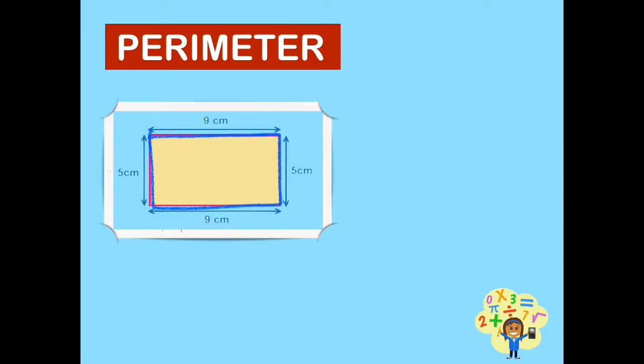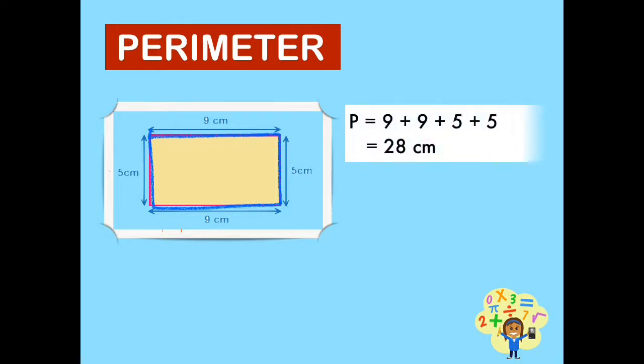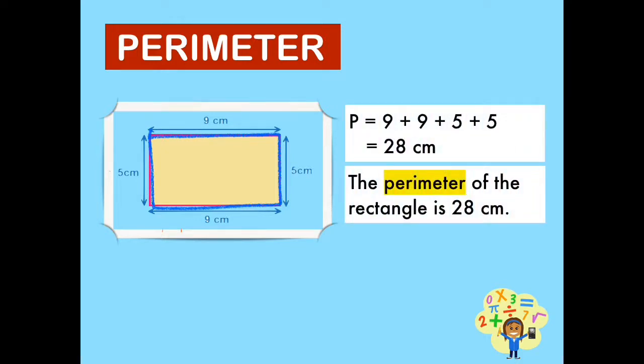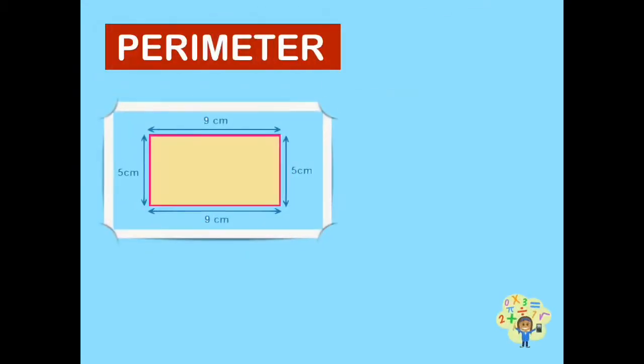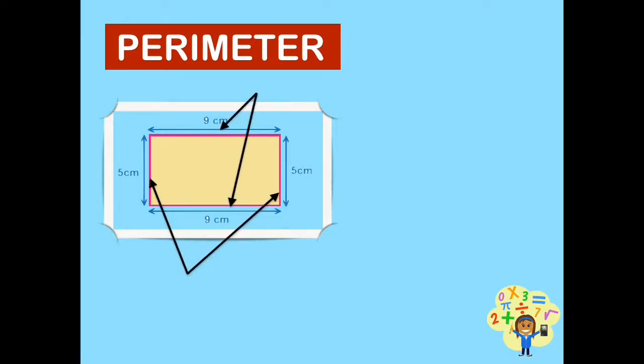So let's add. What will be the total of 9 plus 9 plus 5 plus 5? Correct, 28 centimeters. The perimeter of the rectangle is 28 centimeters. Can you think of another way to find the perimeter of the figure? We can use two other methods to find the perimeter of the given rectangle. The rectangle has two longer sides and two shorter sides which are equal.